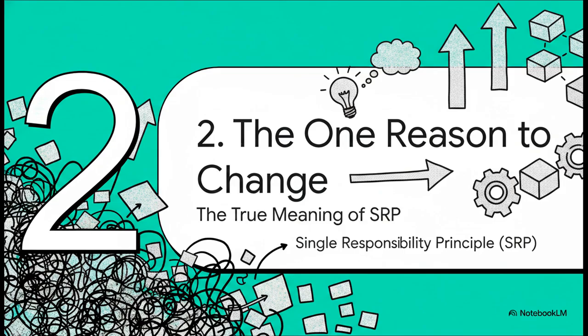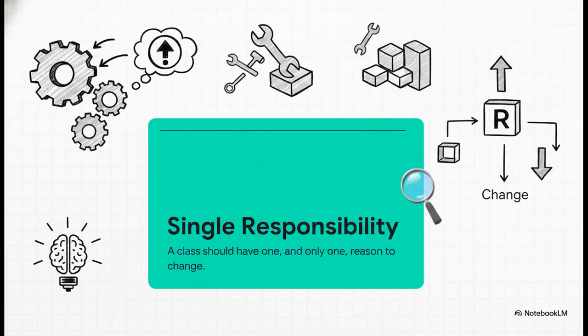Well, the answer is this beautifully simple idea, the single responsibility principle, or SRP for short. Now, this is the most important part, so listen close. A lot of people hear single responsibility and think it means a class should only do one thing. But that's not quite right. The real, much more powerful definition is that a class should have one and only one reason to change. This little switch in thinking, from what the class does to why it changes, is the whole secret.